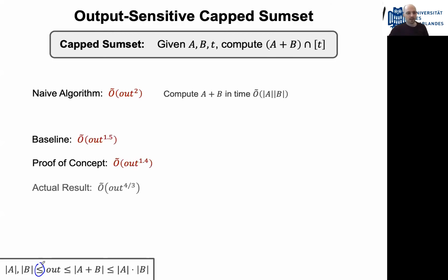Now what I will show you next is first a baseline approach that solves the problem in output size to the 1.5, and then a proof of concept algorithm that includes some additive combinatorics and shows that this can be used to further reduce the running time to output size to the 1.4. The actual result that we have in the paper is output size to the 4/3, but I will not go into details of this here.